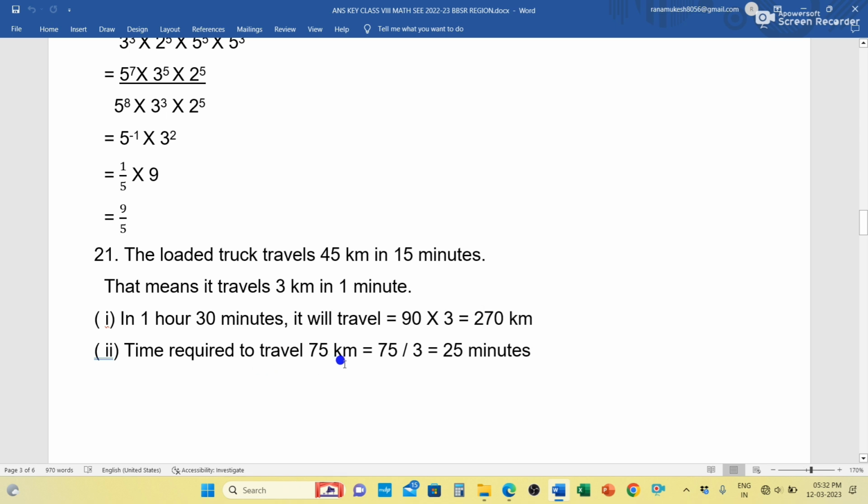Time required to travel 75 kilometers. To travel 3 km, it requires 1 minute. So to travel 75 km, it will require 75 divided by 3 equals 25 minutes.